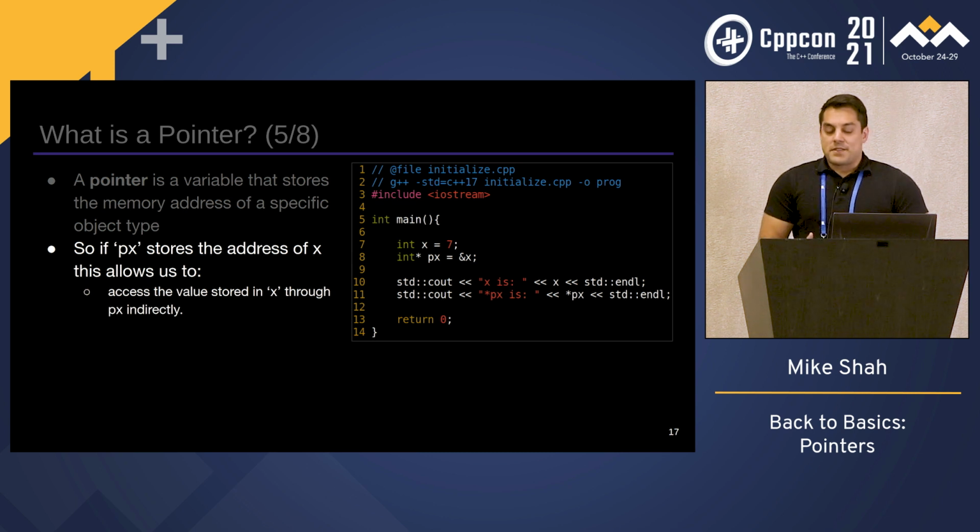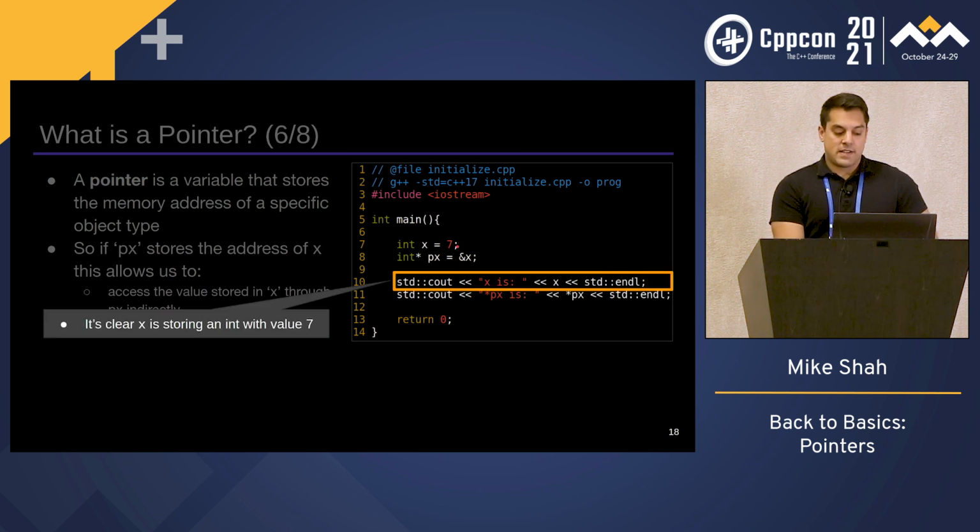So what's neat about this is if p of x stores the address of x, then we can indirectly access this value that x stores, 7. Okay, so it's clear that that's what that's printing off. And again, with these sort of toy examples, as you're learning, it's very helpful to just print off what the actual values are.